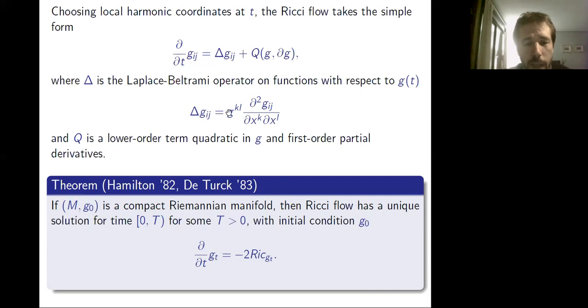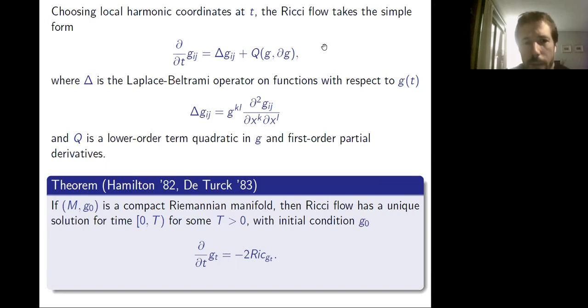So here, a warning is that for the Laplacian, I'm using the analysis convention. So my Laplacian of functions is going to be minus the Hodge Laplacian on functions. You can think of it also as the Laplace-Beltrami operator on functions, which is written this way. And as I said, this Q is some lower order quadratic expression in g and its partial derivatives.